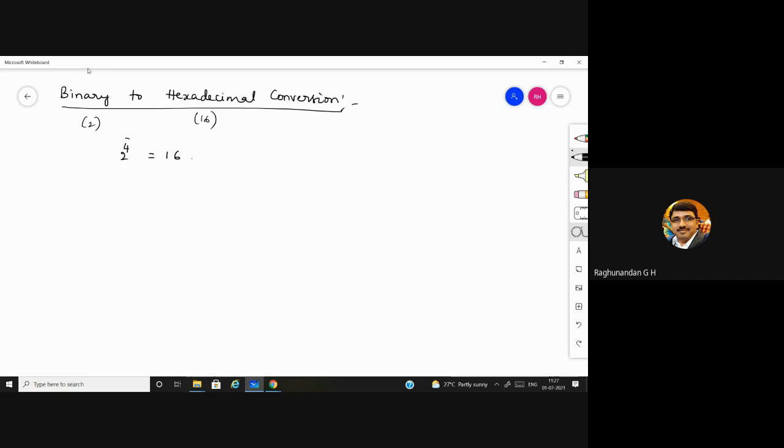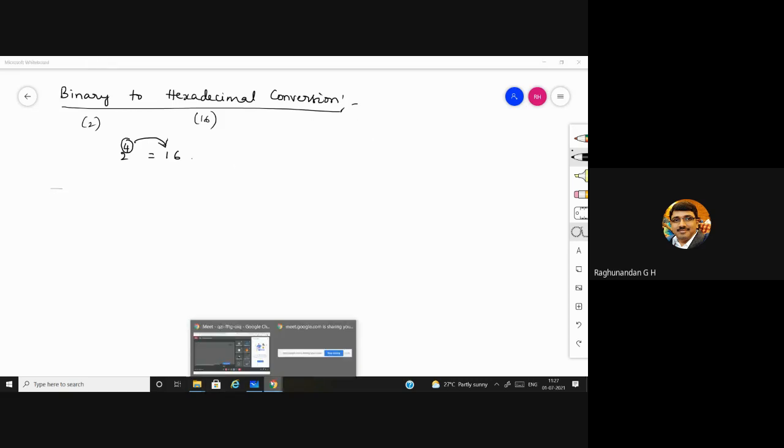That means 4 bits of binary numbers will indicate one hexadecimal number. I'll repeat it again. 4 bits of binary numbers will indicate one hexadecimal number. This is the meaning of it. So what we need to do is, whatever binary numbers are given, we need to group them into 4 each, 4 in one group, and after that we write the hexadecimal number.